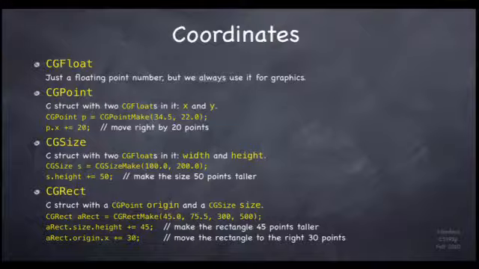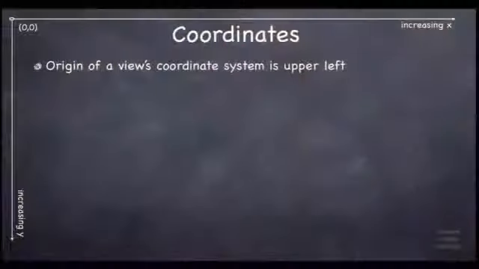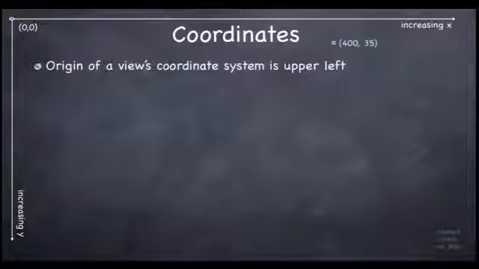Now I'm going to talk a little bit about how we use these structs to define a coordinate system. The origin of a view's coordinate system in iOS is the upper left-hand corner. If you have any experience on the Mac, it's the lower left corner, but on iOS, it's the upper left corner. So everything grows from the upper left corner. Increasing Y in a point means going down the screen, and increasing X in a point means going across. So for example, if I put the point X of 400, Y of 35, it would be somewhere approximately right there. It would be far over and only a little bit down.